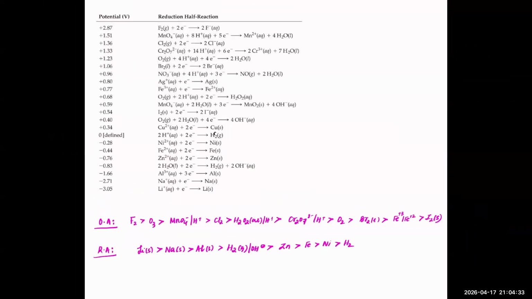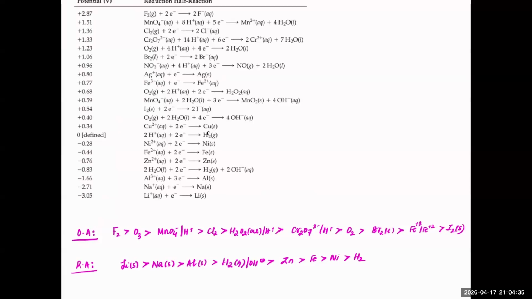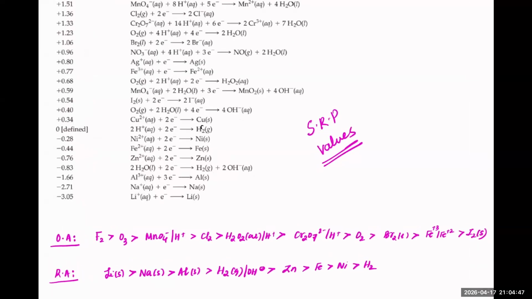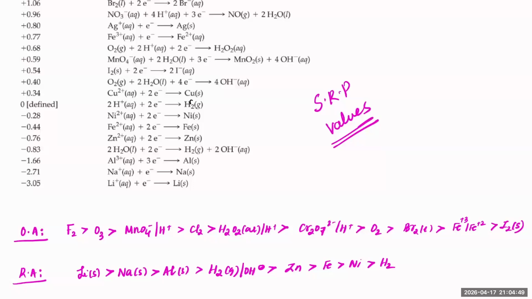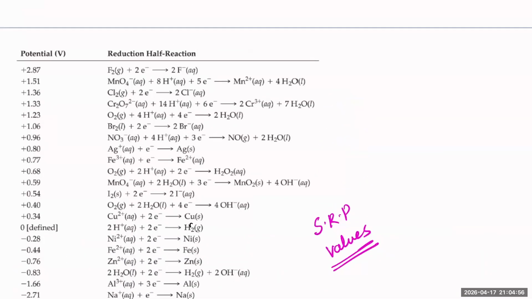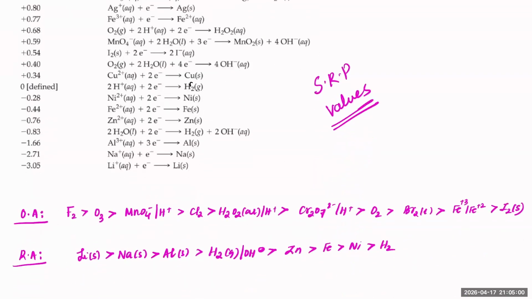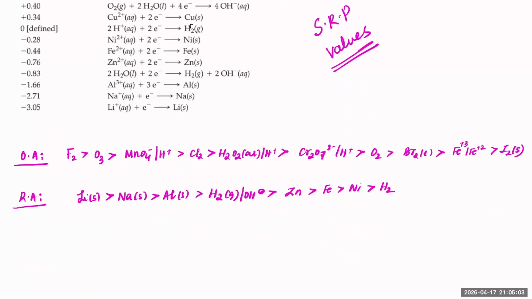So this is the list of oxidizing and reducing agents based on their respective E naught reduction values. These values are called SRP values, standard reduction potential values. Everybody, if you find the highest negative, it means it is the best reducing agent. If you find the highest positive, that means it is the best oxidizing agent. So fundamentally, you should know which of them act usually as a good oxidizing agent and a good reducing agent.